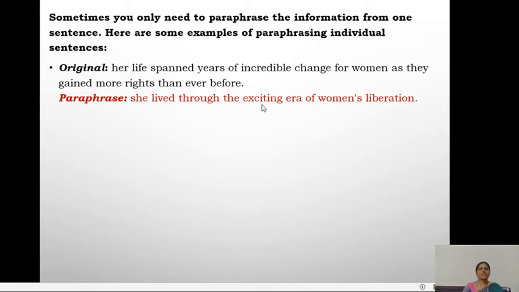She lived through the exciting era of women as they gained more rights than ever before. This is a kind of liberation. So we try to put that same content in our own words, exactly. She lived through the exciting era of women's liberation. Both the things mean the same. So we are trying to paraphrase that into our words.